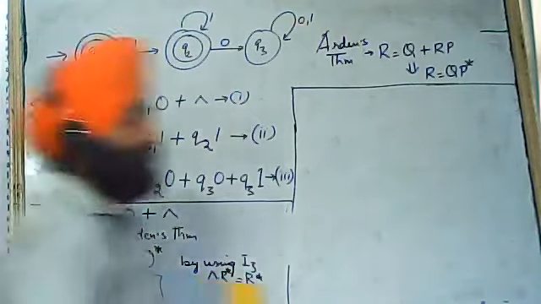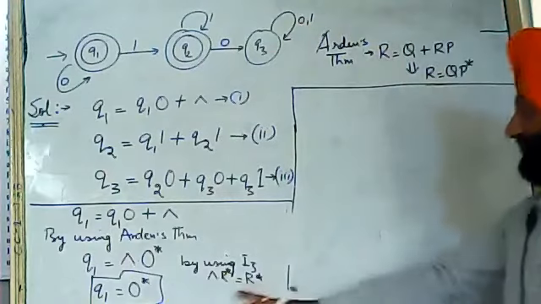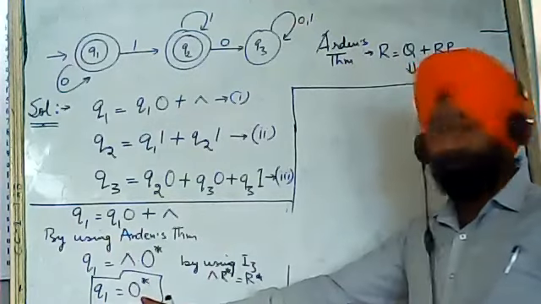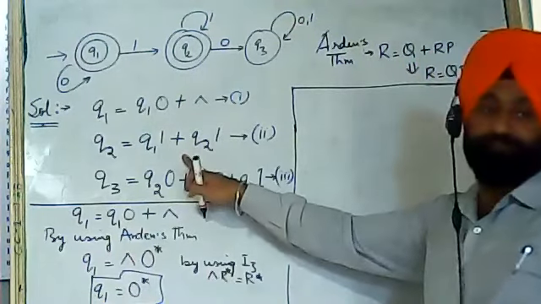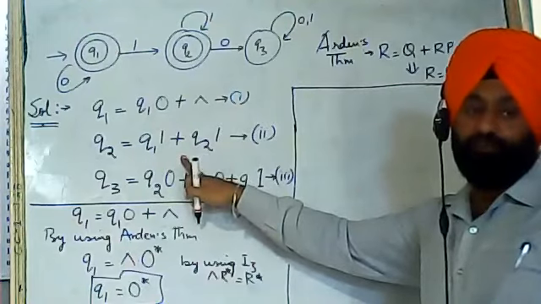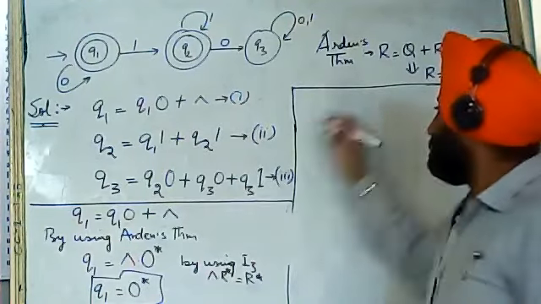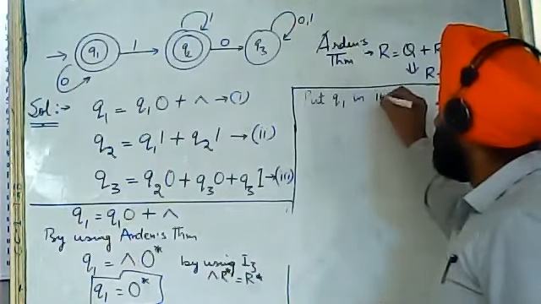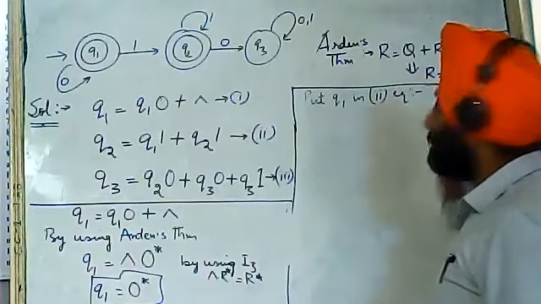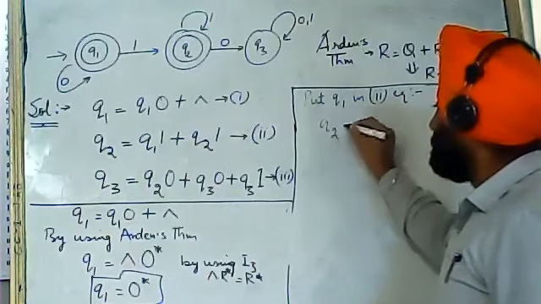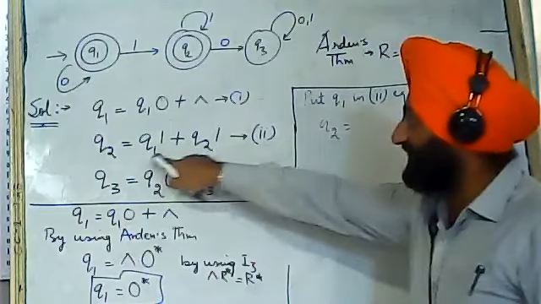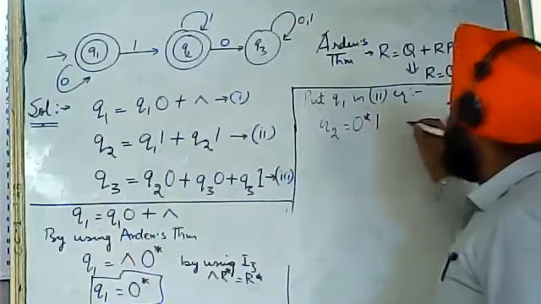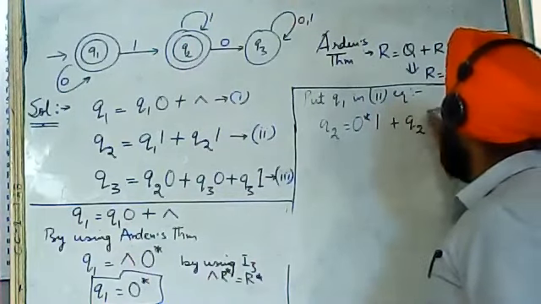Secondly, here you have to solve the equation for Q2. So put this value of Q1 in number 2. Put Q1 in the second equation. You will get Q2 is equal to, instead of this Q1, now you have to write 0 star 1 plus Q2 1.